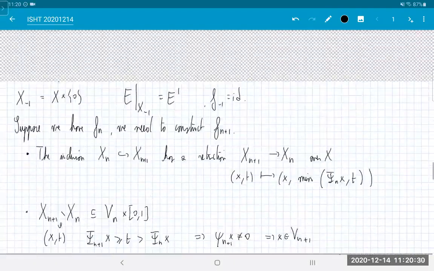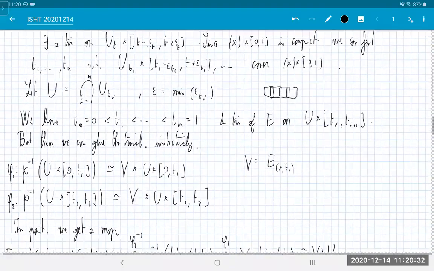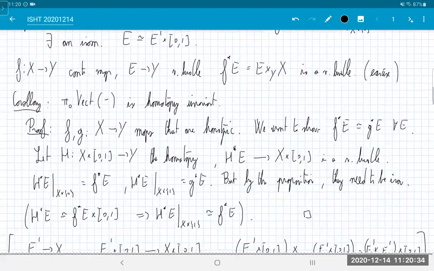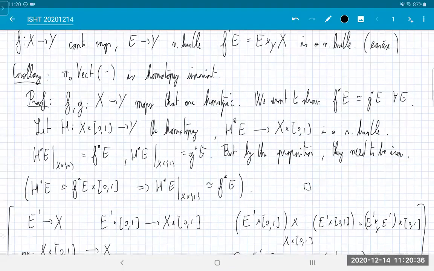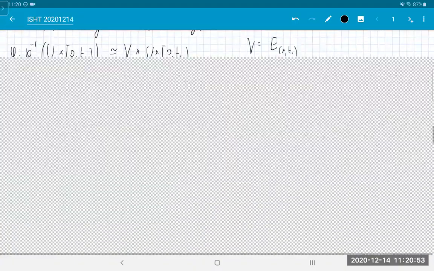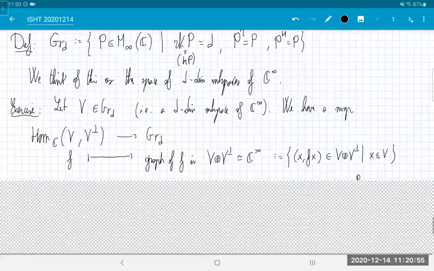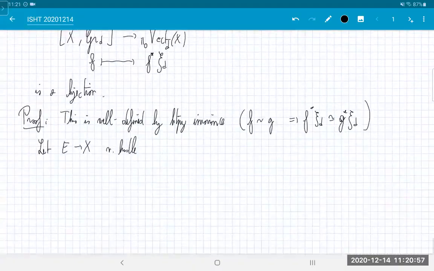Remember, let me go back to where we did. Okay, this was the very technical proof that we used, but we have this corollary. So we have two maps that are homotopic. We want to show that the pullbacks of the same vector bundle are isomorphic. So that's what I mean by homotopy invariance, and that's what I mean that the map is well defined by homotopy invariance. Okay?